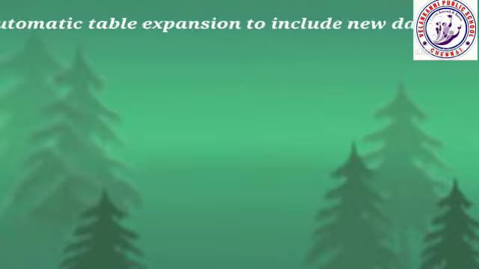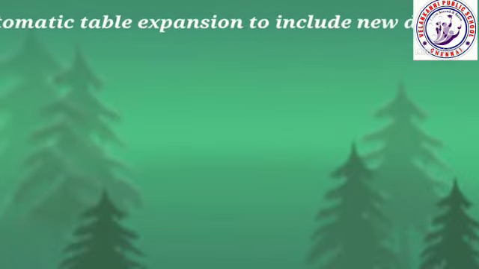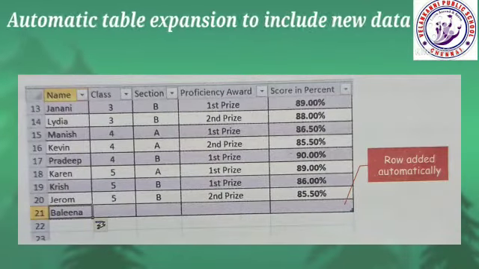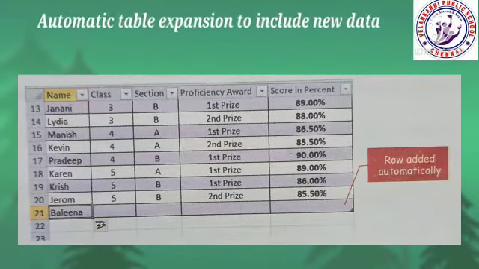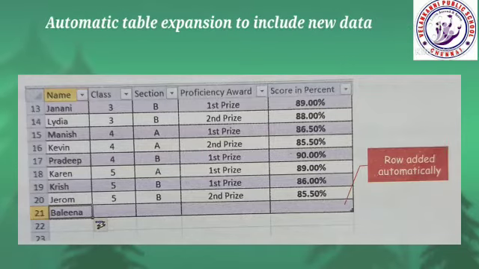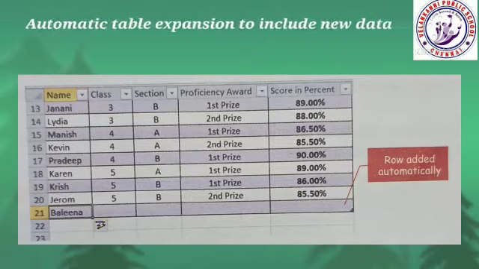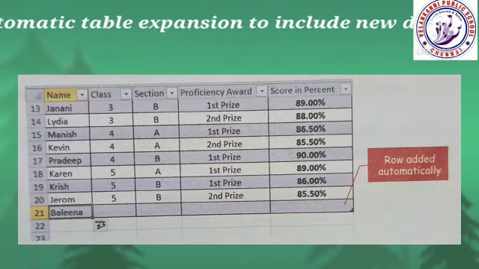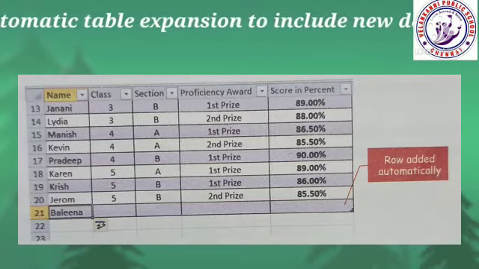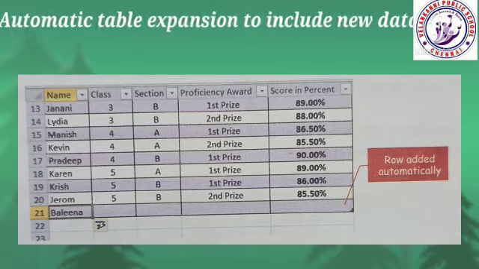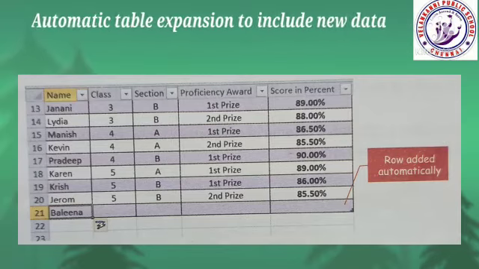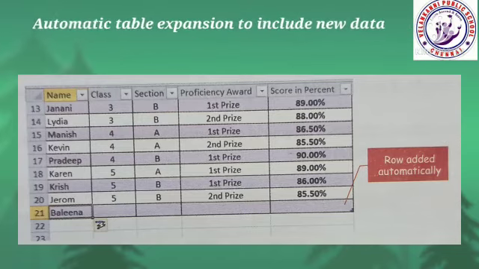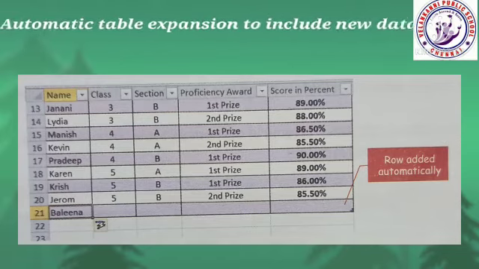The next feature is automatic table expansion to include new data. Usually, adding more rows or columns to an Excel worksheet means more formatting and reformatting. Not if you have organized your data in an Excel table. When you type anything next to a table, Excel assumes you want to add a new entry to it and expands the table to include that entry. As you see in the image, the table formatting is adjusted for the newly added row and alternate row shading is kept in place.